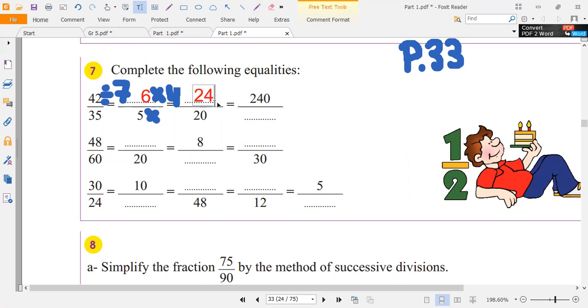Now 24 becomes 240. So here what we do, we multiply the fraction by 10. It becomes bigger and we multiply 24 by 10. So we multiply 20 also by 10 and we get 200.